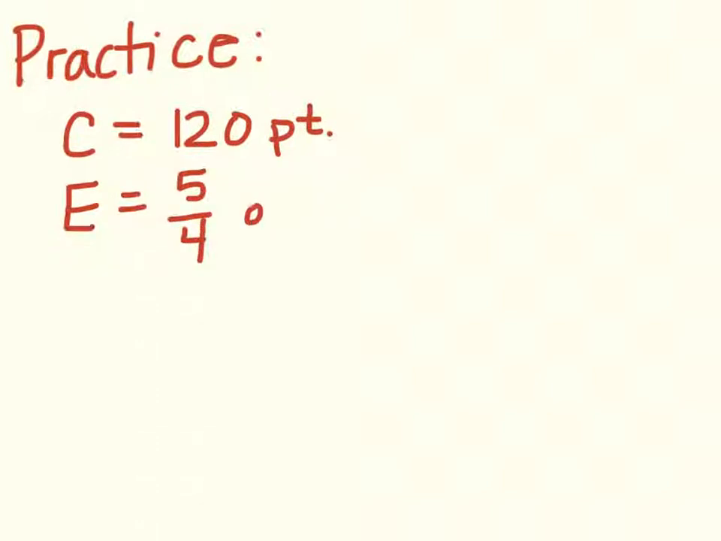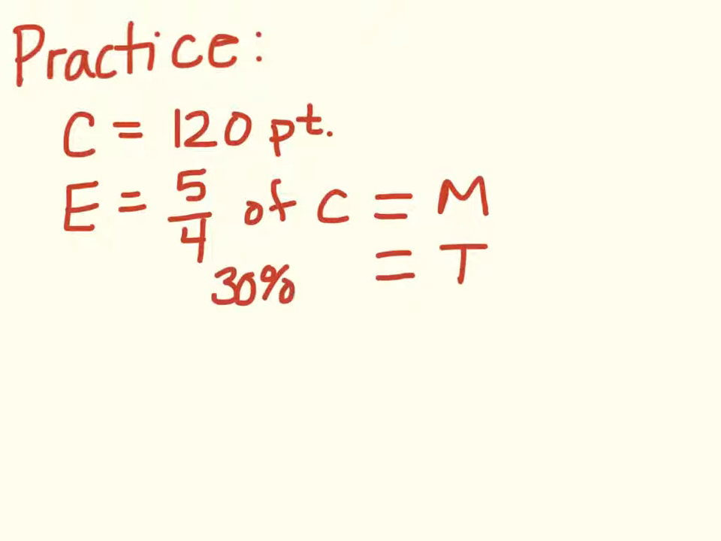Here's your last practice problem for chapter 6.5. On Monday, Camille scored 120 points in a video game. I'm going to record that with C equals 120 points. And Emily scored 5/4 of Camille's points. So this is Emily's day 1, Emily's Monday. On Tuesday, Emily scored 30% more. So she had an increase of 30% over what she scored on Monday. Find the increase in the number of points that Emily scored on Tuesday.